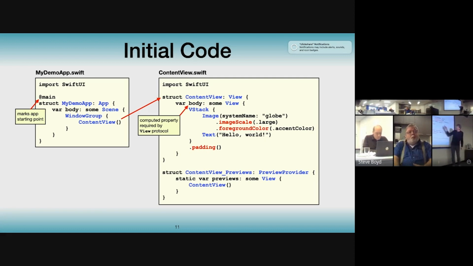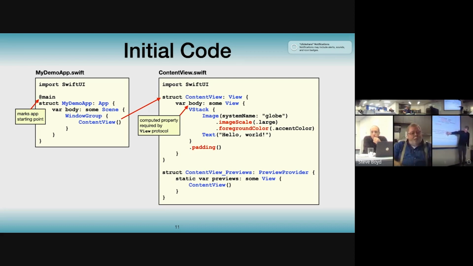This Text view, I could add modifiers to it to set its color or font size, but I'm not doing that here. So I've got a vertical stack of these two things, and then I'm adding some padding around the VStack so that these things aren't right next to the edge of the screen. And there's a default amount of padding it adds if I don't tell it otherwise.